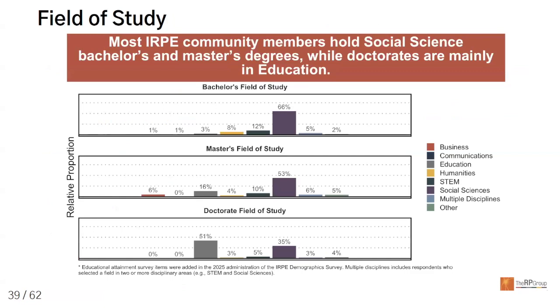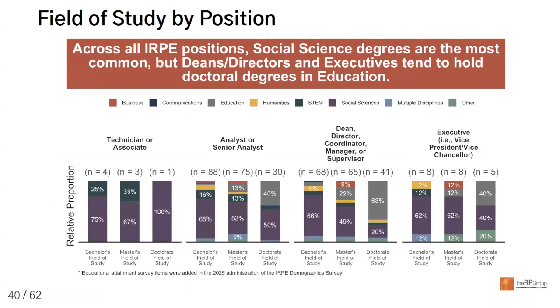So most of the field hold social science bachelor's and master's degrees, while the doctorates are mainly in education. So a lot of EDDs. So if people are going to have doctorates, it's usually gravitating towards EDDs. Next slide. Across the field, social science degrees are the most common, but deans and directors and executives tend to hold doctoral degrees in education. Next slide.